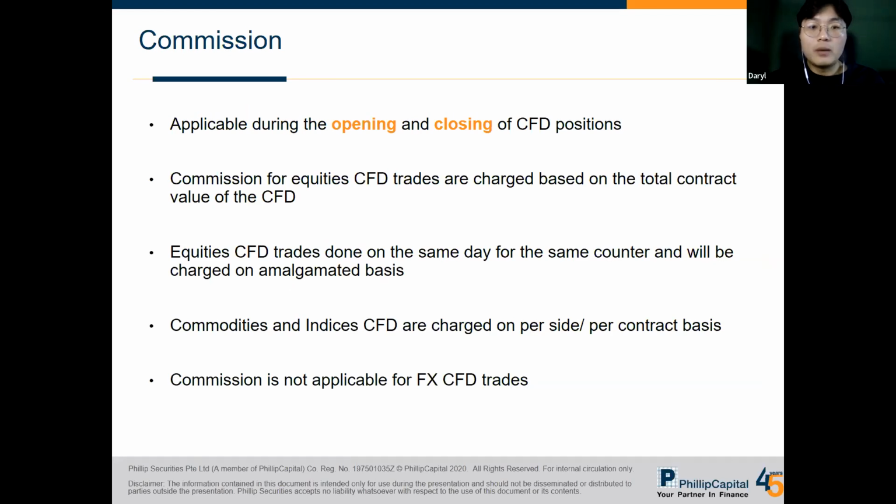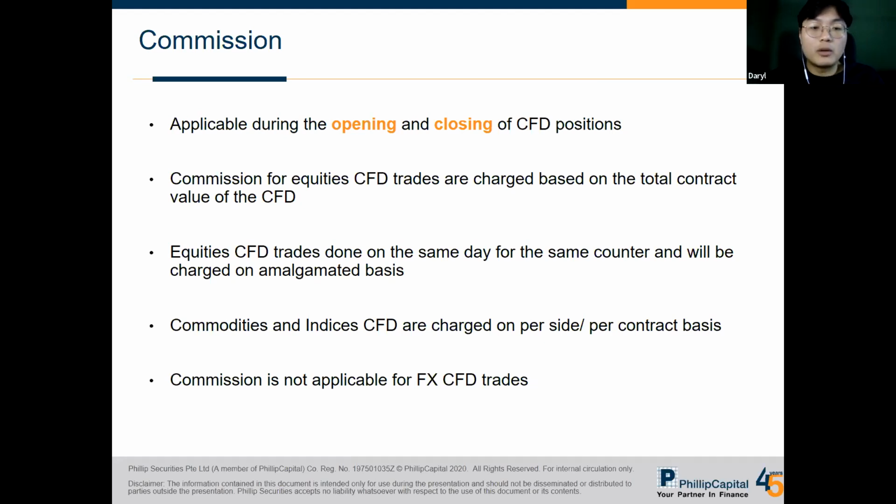Commission for equity CFDs is charged based on the total contract value of the CFD. Do note that different country counters have different commission fees. Do check our website to know more on the particular counter's commission. Equity CFDs traded within the same day of the same counter will be charged on an aggregate basis, which also means that the collective commission is charged based on the total value of the day's transactions instead of separating the commission from each transaction.